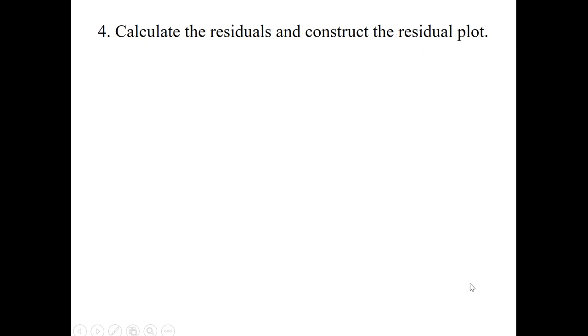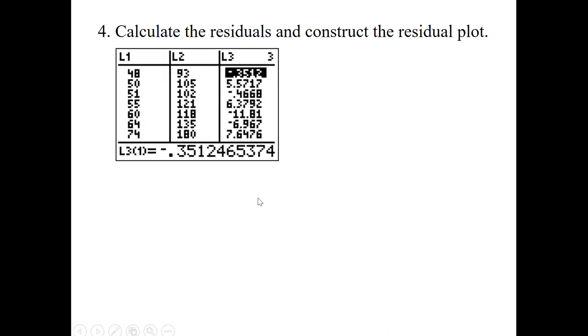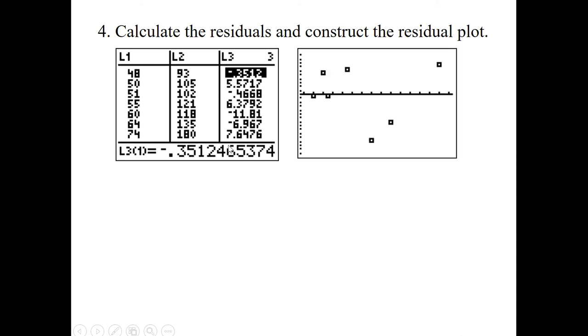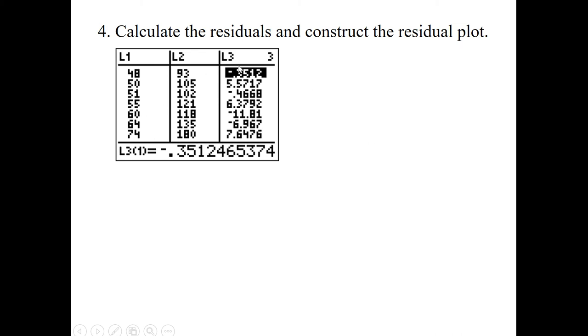Okay. Number 4 says calculate the residuals and construct the residual plot. So again, if you've got your data in list 1 and list 2, you can go to the top of list 3. Highlight where it says list 3, and then just tell it to put the residuals there. So again, just hit second stat, because above the stat key it says list, and then your residual should pop up again if you've run your regression, which we did.